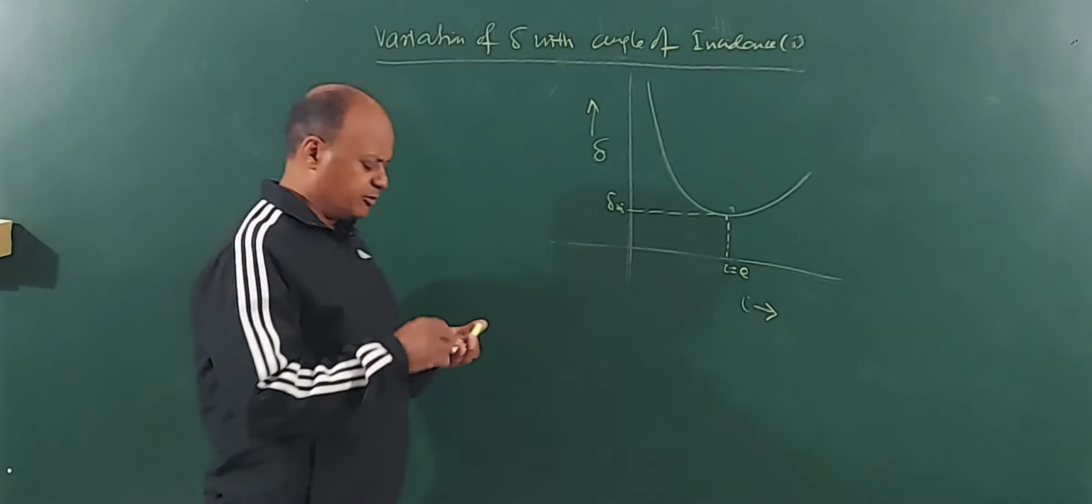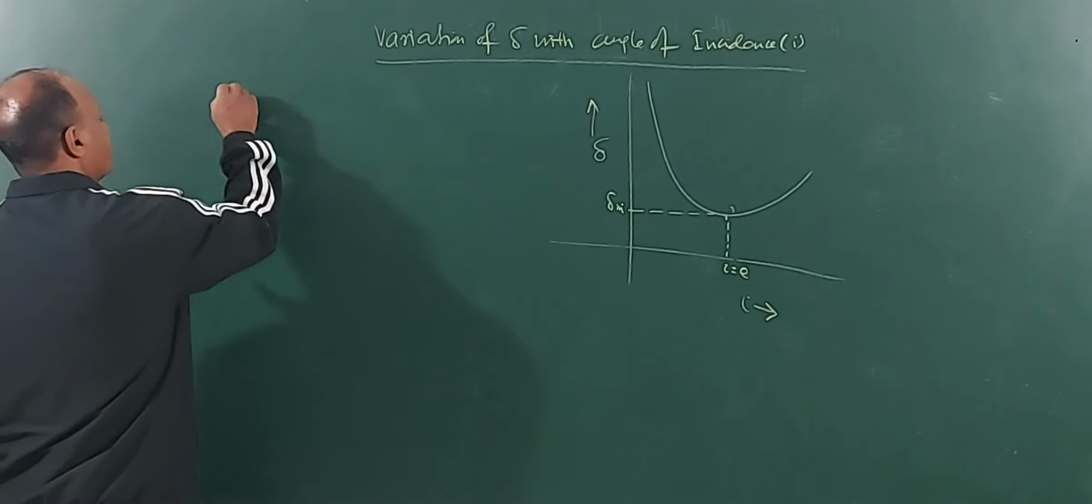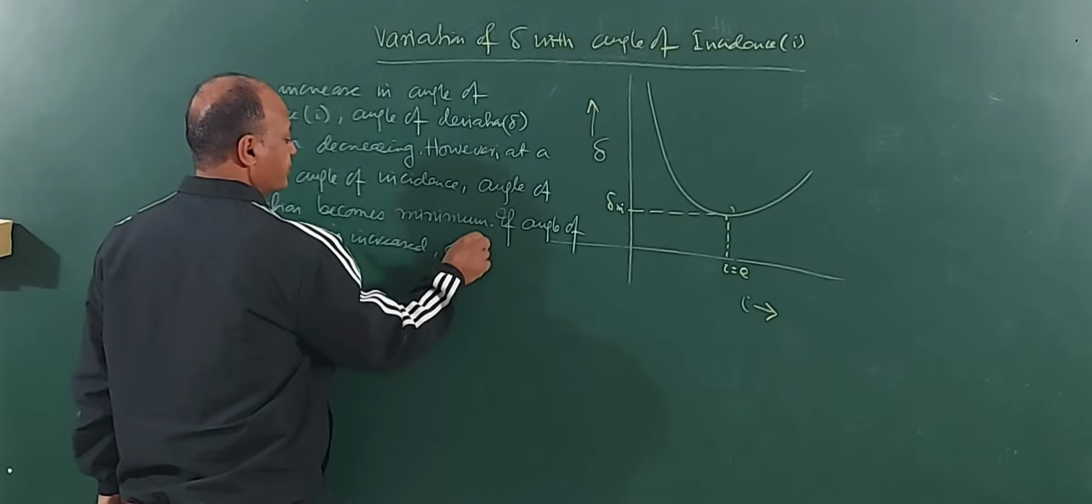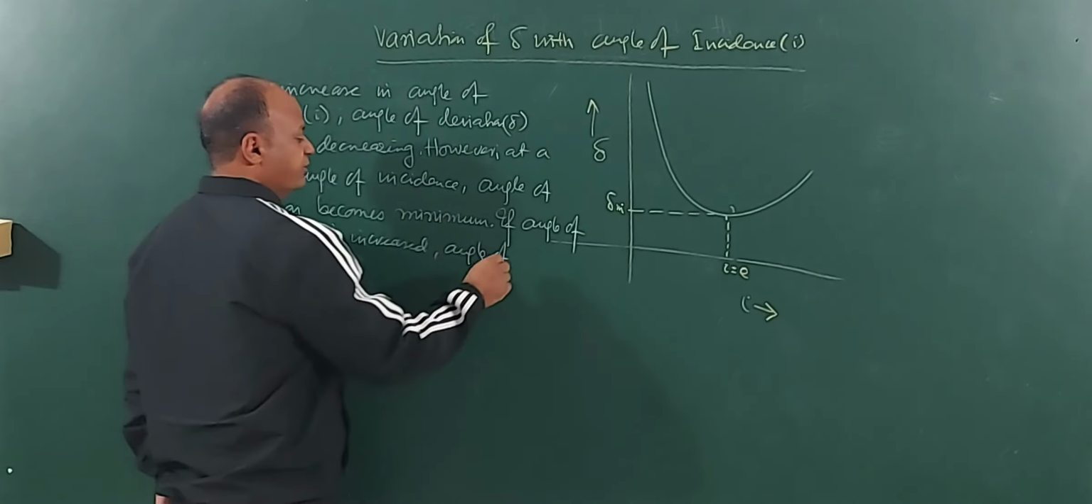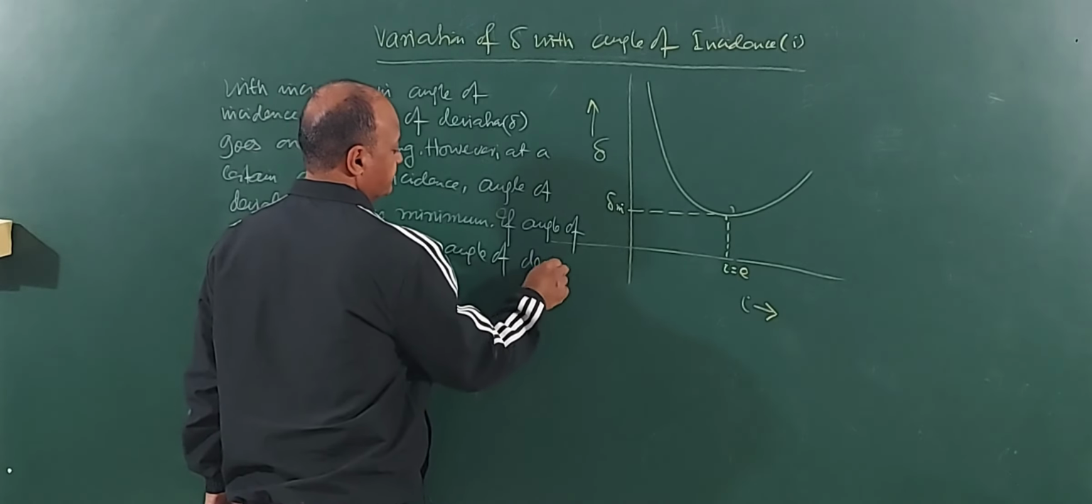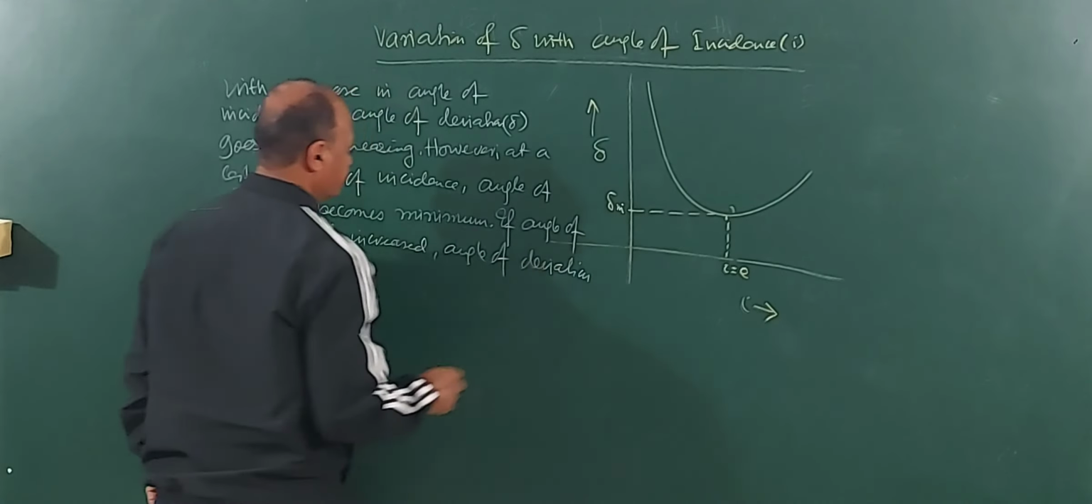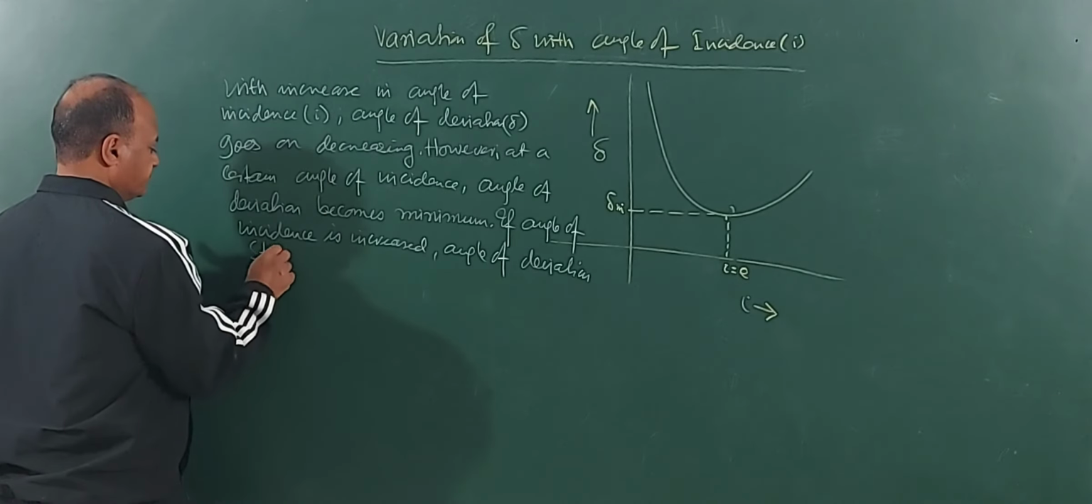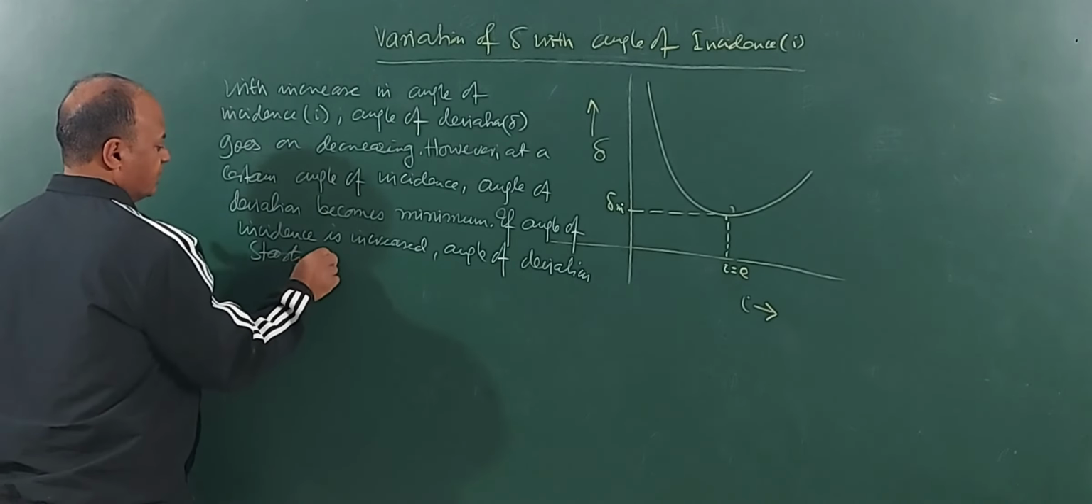Okay. So let's write about this. With increase in angle of incidence, angular deviation starts increasing beyond the minimum. So children, this is the trend of the graph.